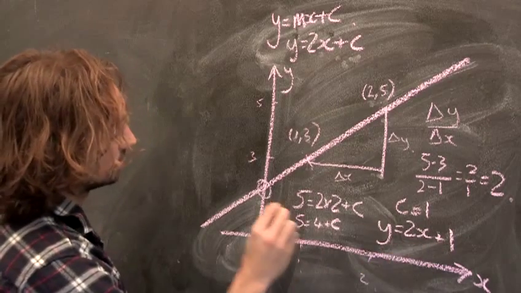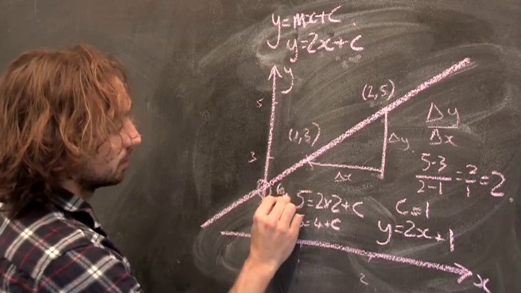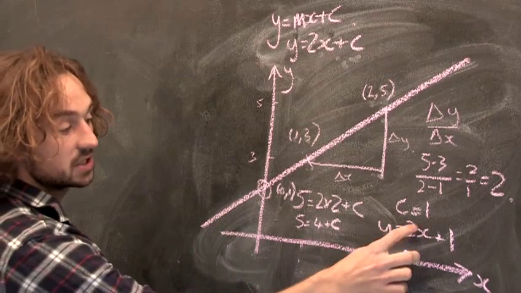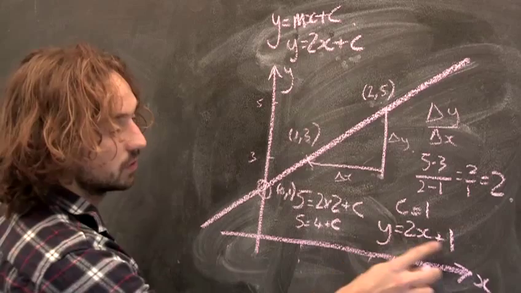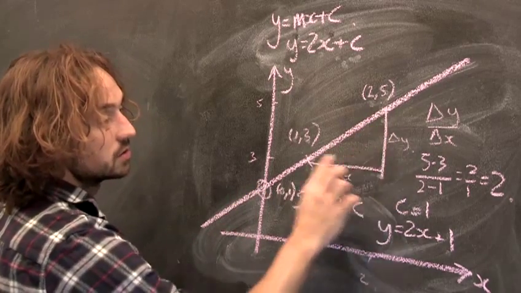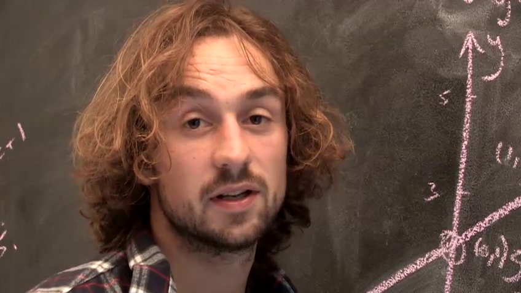And you can see here, this point here then has to be the point 0, 1. When x is 0, y is 1. So if you put 0 in here, this gets 2 times 0 and y is 1. So this is your y-intercept, and this you use to find your gradient. And that's how to find the equation of a line.